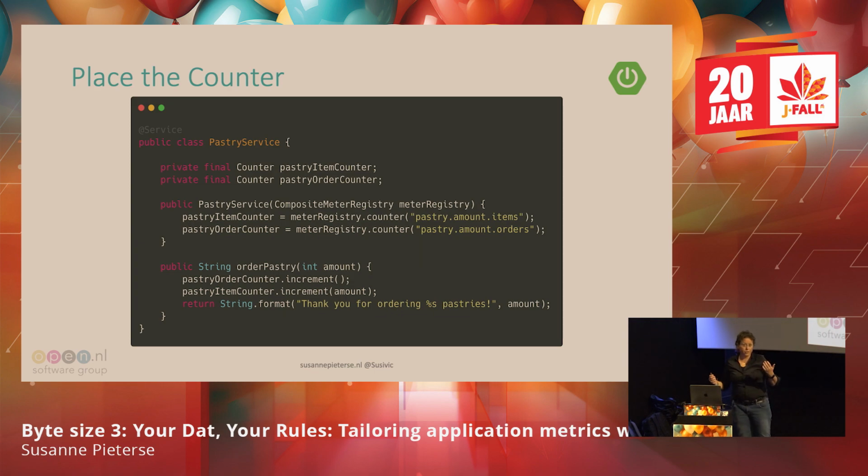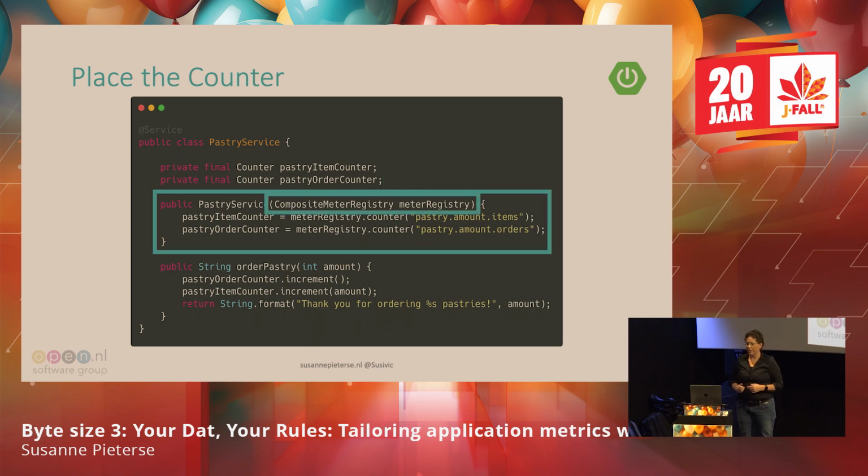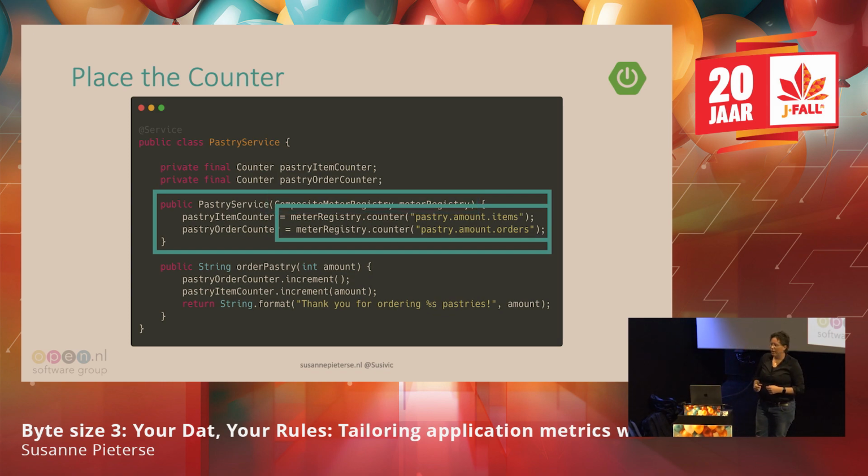Therefore, in my pastry service, as I already said, that's where the magic is going to happen. First, you have to declare them both. In this case, I wanted one that counts the amount of pastries that were ordered and one for the amount of orders that we get. And then in the constructor, as I already said, you have to inject it, and then you have to register the meters to the meter registry. And you give it a label, and that's the string that you put there. That's very important later in my talk. That's how you find them back in the big list of metrics that Actuator publishes for you.